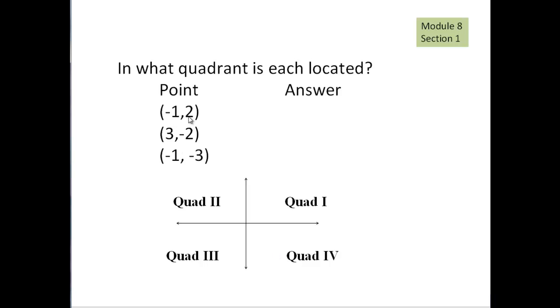So if you take negative 1, 2, the first number is left and right, the second number is up and down. So if I start at 0, go left 1, up 2, I'm in the second quadrant. Right 3, down 2: you start at 0, go right 3, down 2, you're down in the fourth quadrant. Left 1, down 3, go left 1, down 3, and that is in the third quadrant. So the quadrants usually use Roman numerals. They start in upper right, and then upper left, then go down to lower left and lower right.